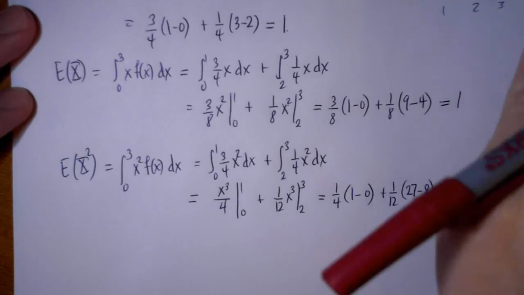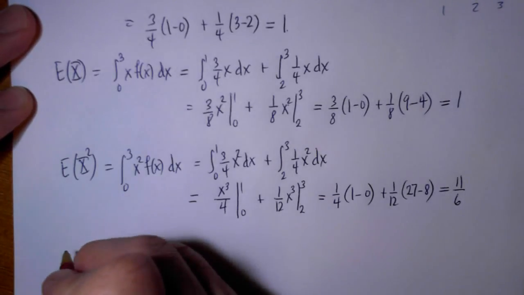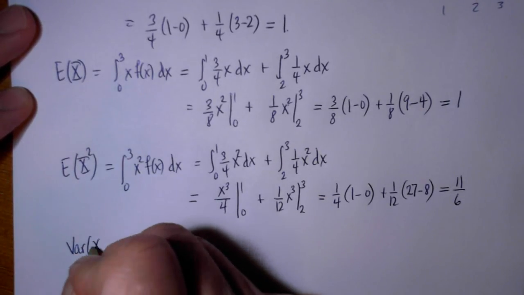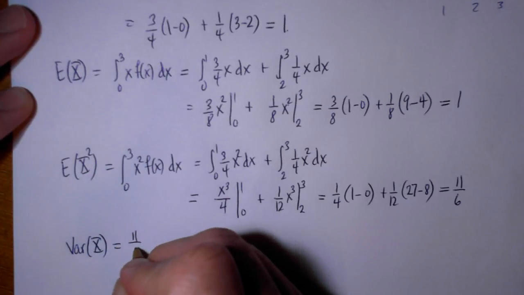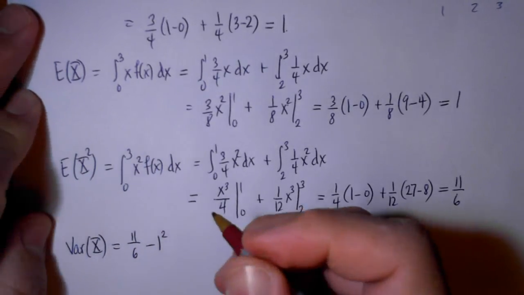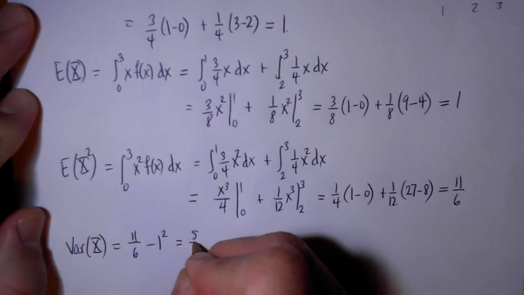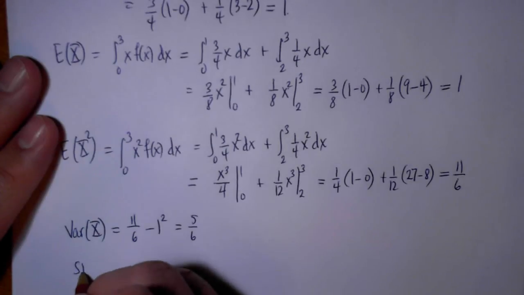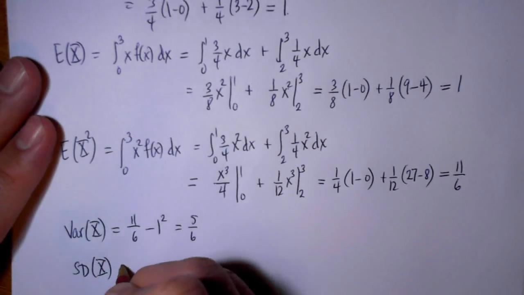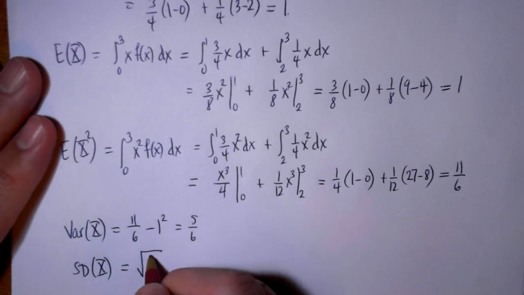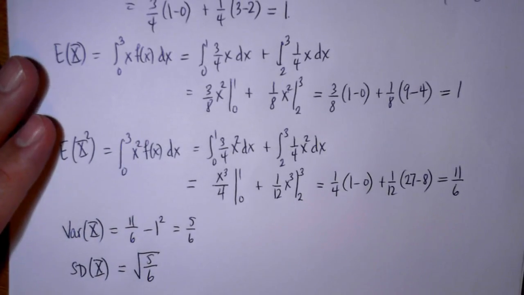So now we are in position to find the variance and the standard deviation. The variance of x is equal to 11 over 6 minus 1 squared, which is 5/6. And therefore, the problem didn't ask for this, but it's an easy next step, the standard deviation of x would be the square root of 5/6.